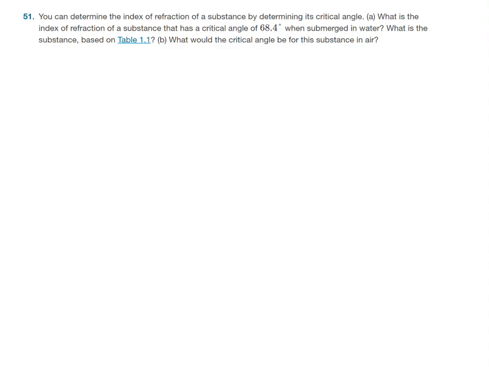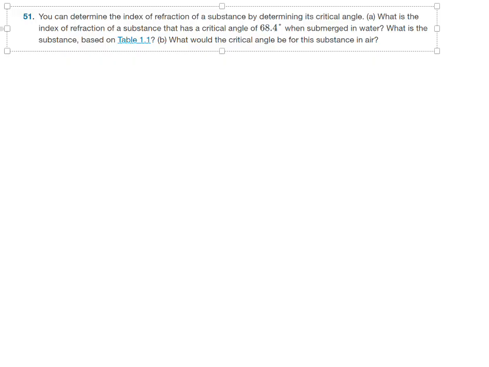Today we're going to look at this problem involving critical angles and refraction. So, let's read it off. You can determine the index of refraction of a substance by determining its critical angle. What is the index of refraction of a substance that has a critical angle of 68.4 degrees when it's immersed in water? So we'll tackle the water part first.